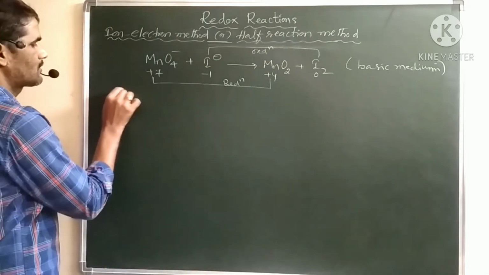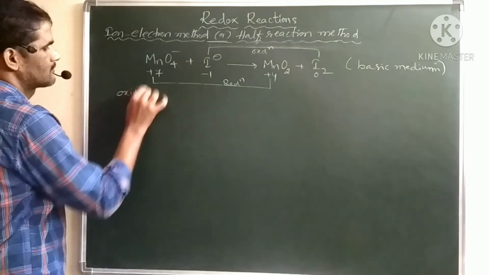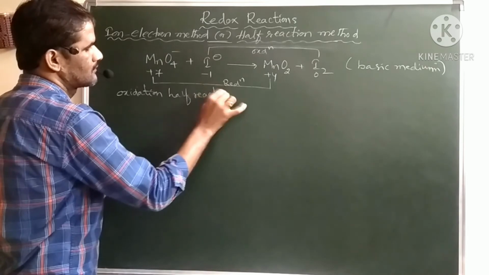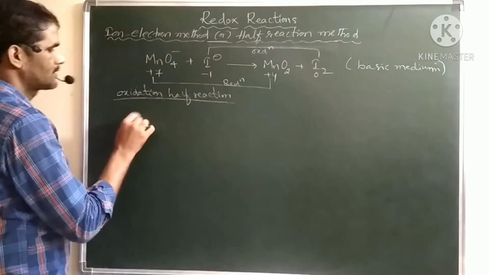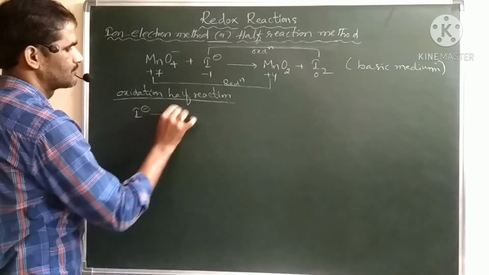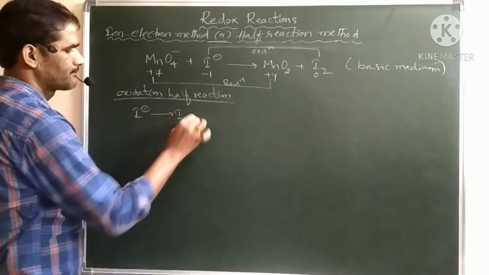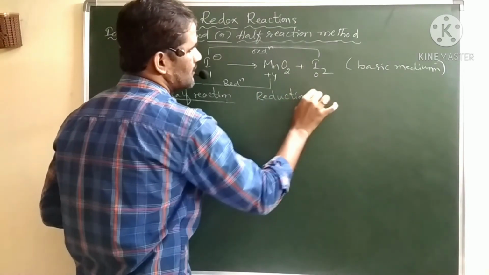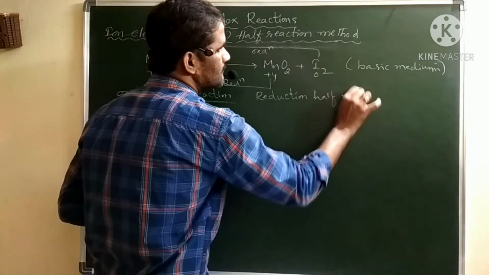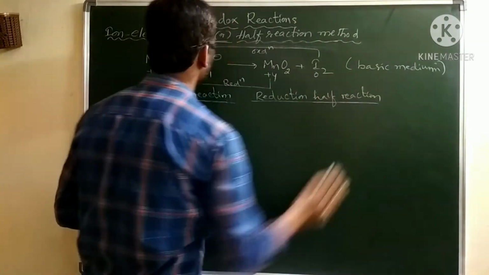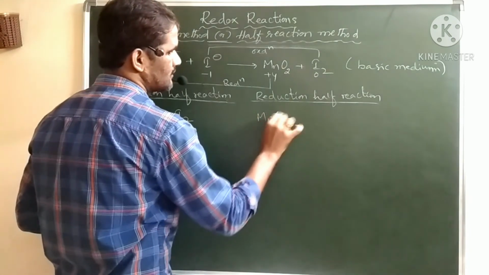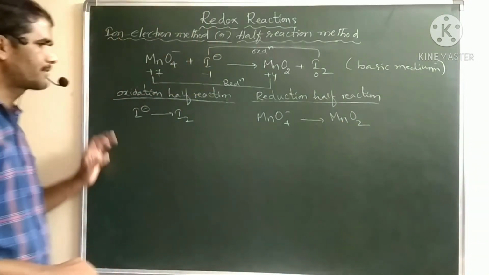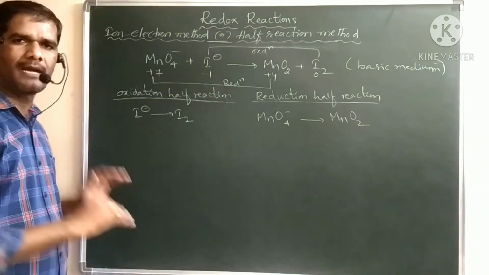Again write separately, oxidation reaction. What is that? I minus is giving I2. Right. Next, reduction reaction. What is the reduction reaction here? Here MnO4 minus is giving MnO2. Now after separating the two half reactions, again we have to balance separately.